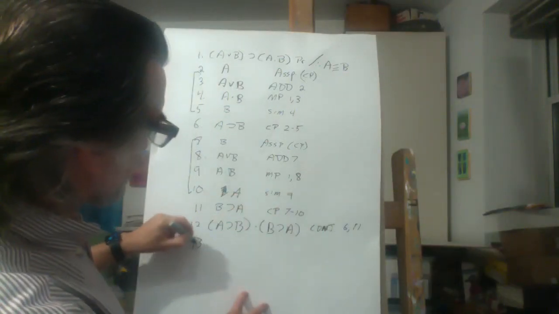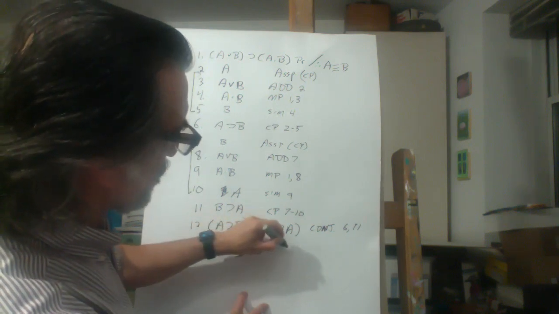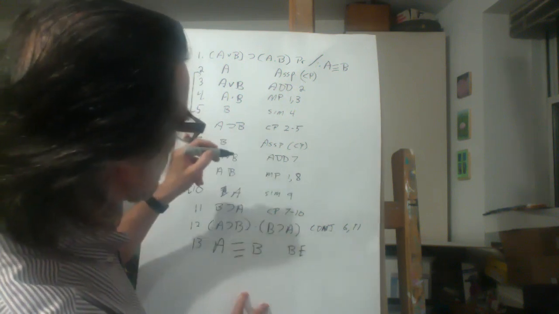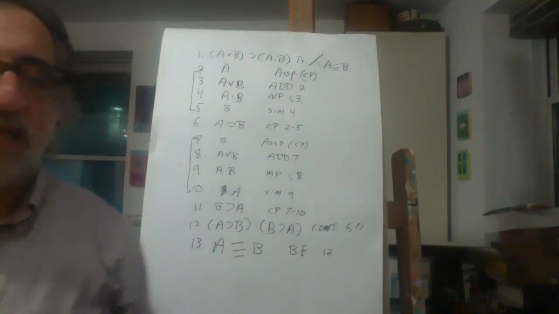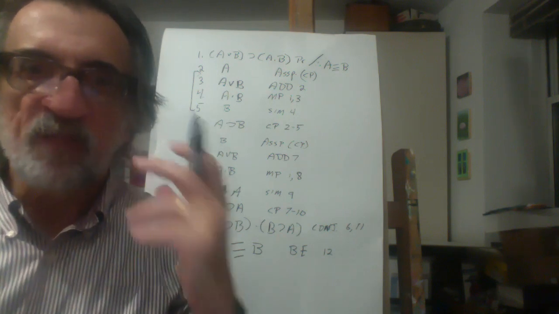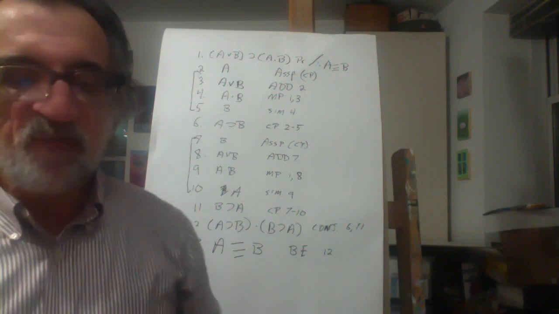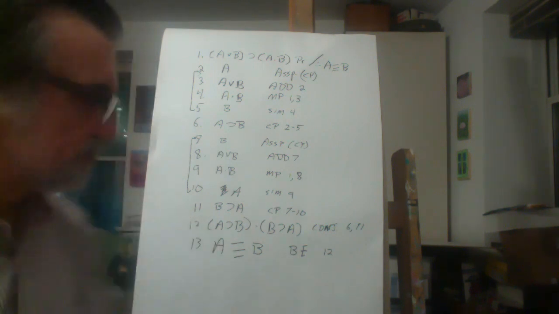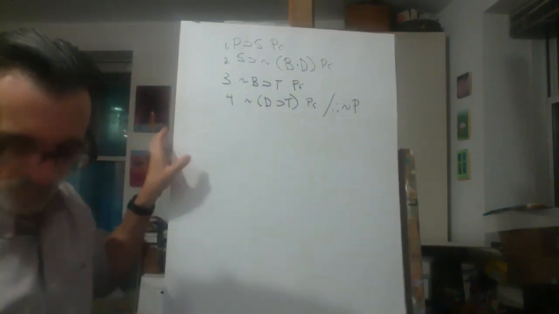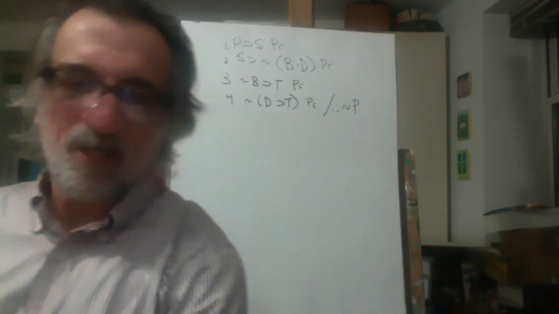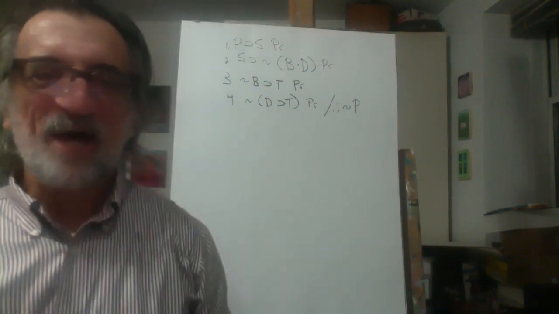That's conjunction from lines 6 and 11. And by biconditional exchange, which is to say the replacement rule that analyzes the biconditional into a conjunction of conditional statements, we get A if and only if B, which is just what we had wanted to prove.